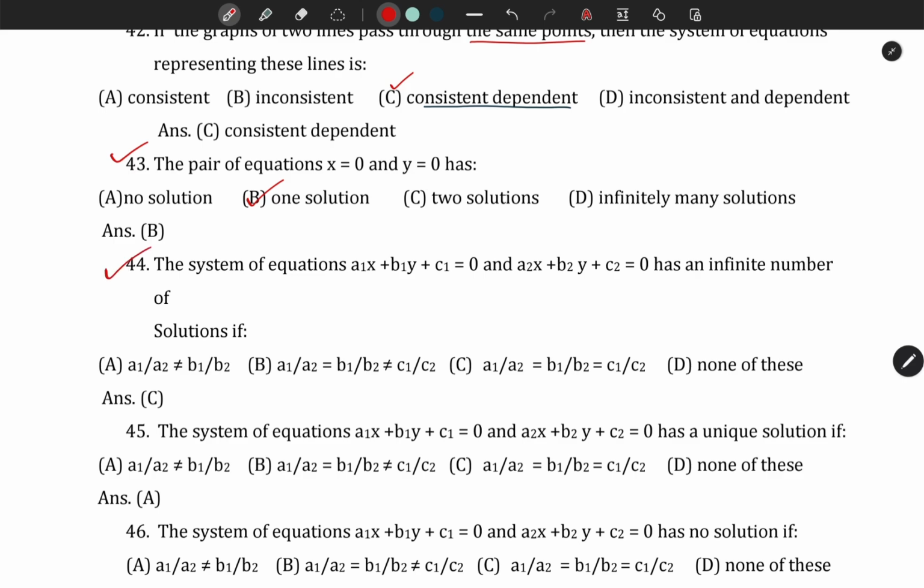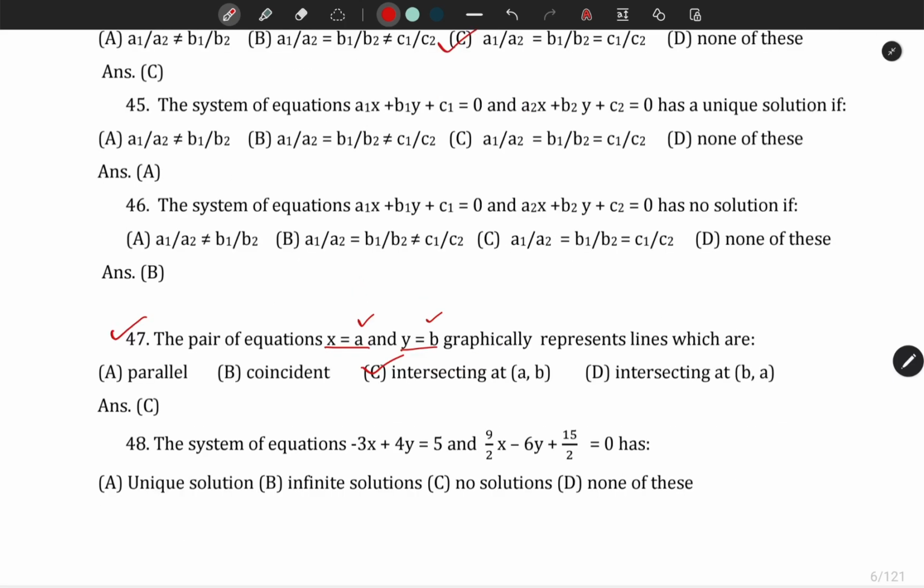Question number 44, the system of equations a1x plus b1y plus c1 equals to 0 and a2x plus b2y plus c2 equals to 0 has an infinite number of solutions. Infinite number of solutions, we know when all the ratios a1 by a2 equals to b1 by b2 equals to c1 by c2. So the correct answer is C.